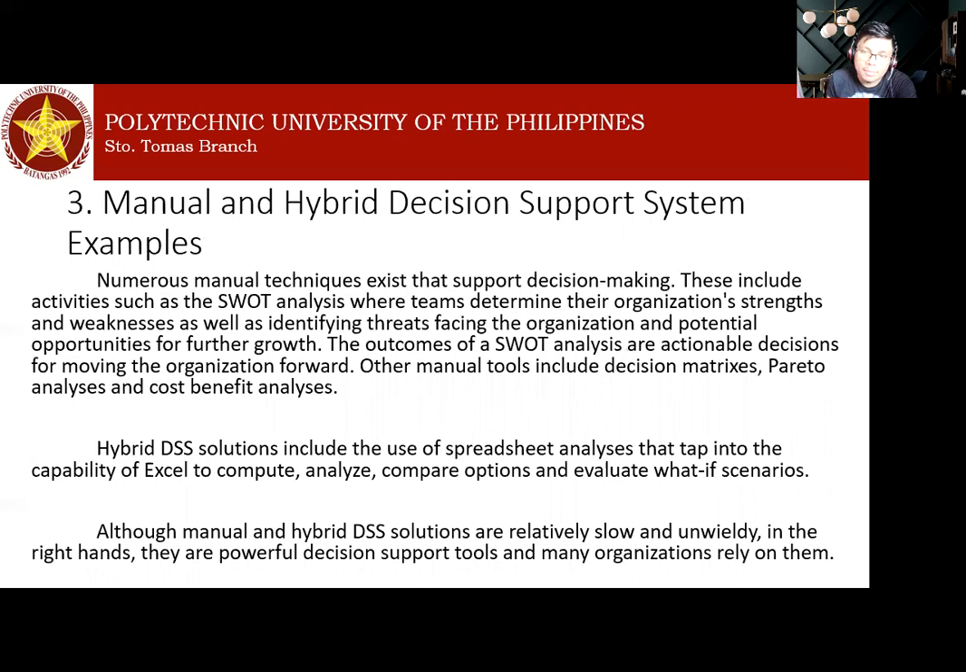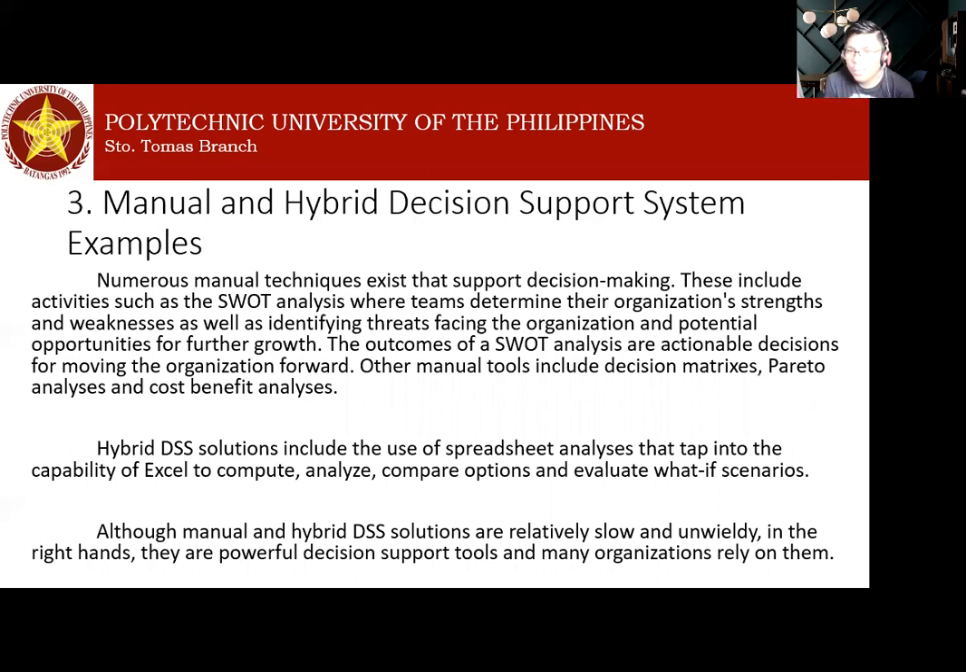The manual and hybrid support systems, an example, is the numerous manual techniques that exist that support decision making. This includes activities such as the SWOT, the strengths, weaknesses, opportunities, and threats analysis, where teams determine the organization's strengths and weaknesses, as well as identifying threats facing the organization and potential opportunities for further growth. So the outcomes of SWOT analysis are actionable decisions for moving the organization forward. Other manual tools include decision matrices, Pareto analysis, and cost benefit analysis.